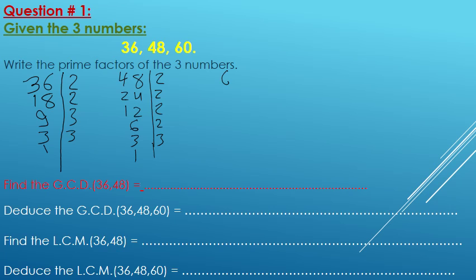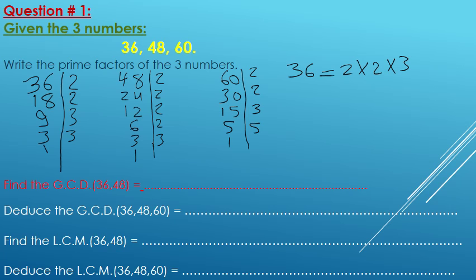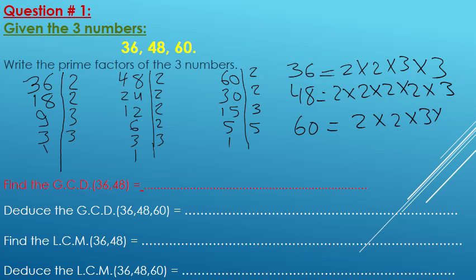Now the prime factors of 60, Dana. Divide by 2, it's 30. By 2, 15. By 3, 5. By 5, 1. Now we will write the prime factors of each number. The prime factors of 36 are 2 times 2 times 3 times 3. The prime factors of 48 are 2 times 2 times 2 times 2 times 3. The prime factors of 60 are 2 times 2 times 3 times 5. So these are the prime factors.